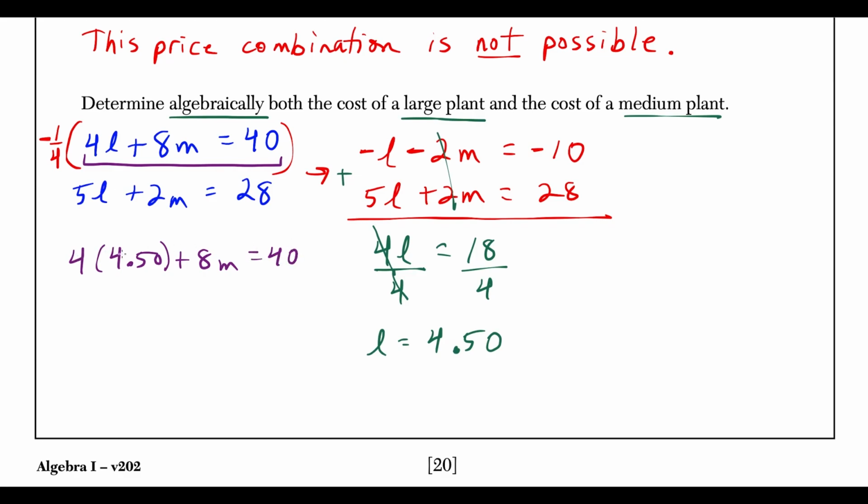And then from here, we just multiply this out. And 4 times 4.5, well, 4.5 times 2 is 9. And if I double it again, that's 18. So I have 18 plus 8 times M equals 40. And now I would just subtract 18 on both sides. And this is going to give us 8M equals, and when we subtract those two, we're going to get 22. And we divide by 8.